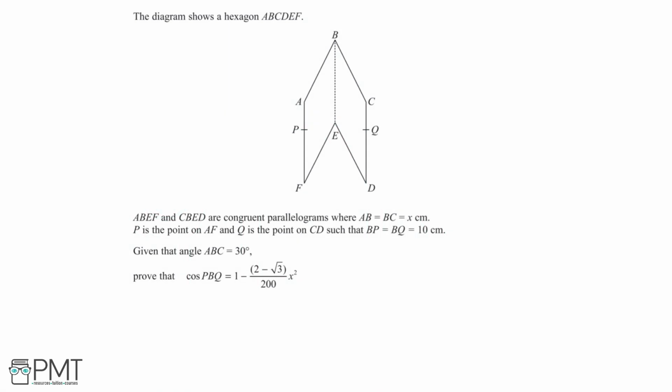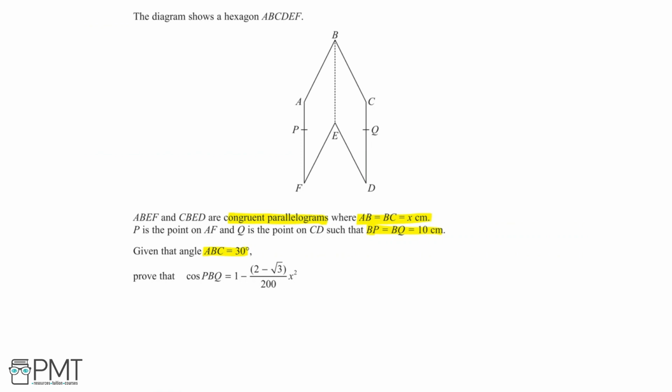In this question, we're given an irregular hexagon, ABCDEF. We're told that the shapes ABEF and CBED are congruent parallelograms, where AB equals BC equals x centimeters. We're told that P is the point on AF and Q is the point on CD, such that BP equals BQ equals 10 centimeters. And now, given that angle ABC is equal to 30 degrees, we need to prove that cos PBQ equals 1 minus (2 minus root 3) over 200 x squared.